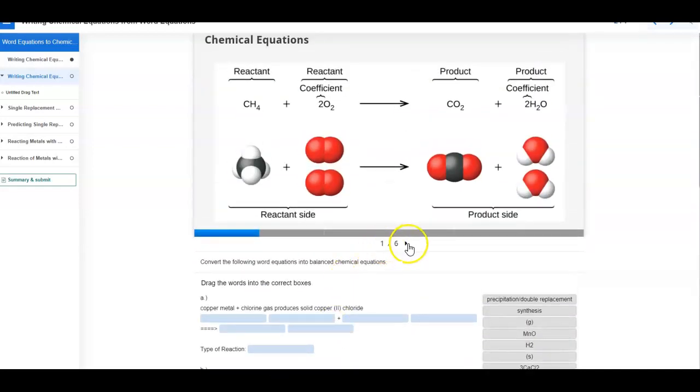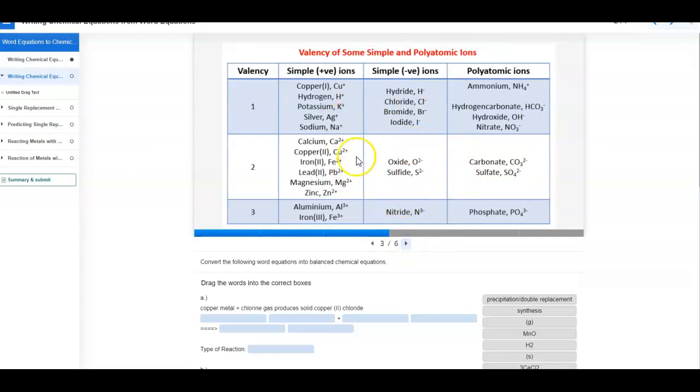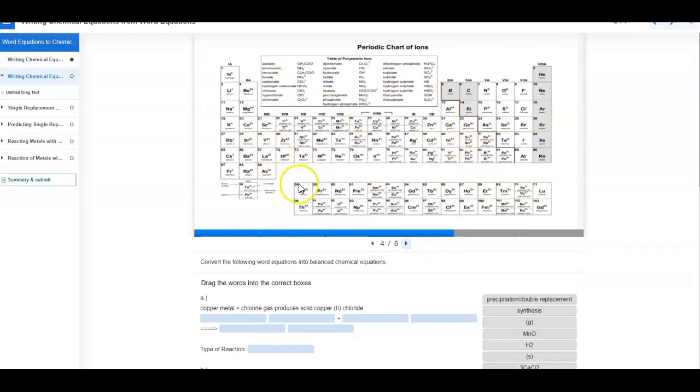Now, in the next one, in this same file, I gave you a chart. You can use the chart in here, or you can pull it up yourself on the internet, a chart of some simple and polyatomic ions. And also I gave you a chart on a periodic table with the ions, the charges, so that if you want to do it the old school way, you can write it out first and then see which one to drag and drop in there.